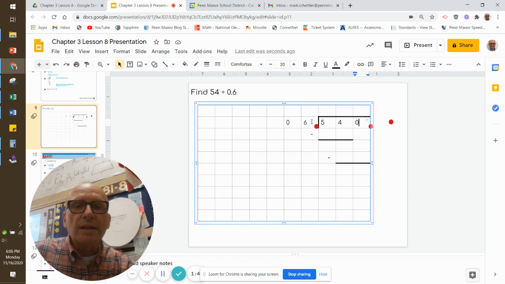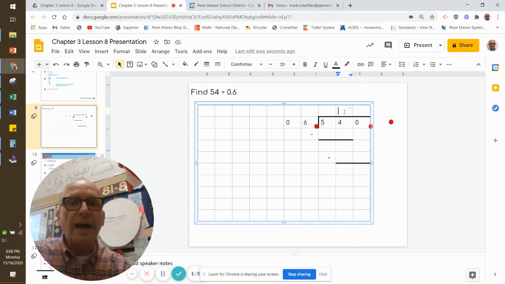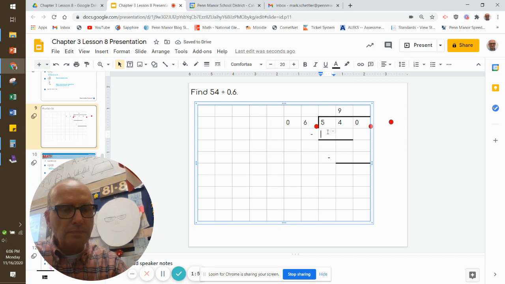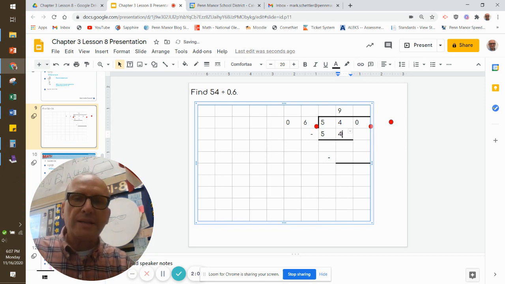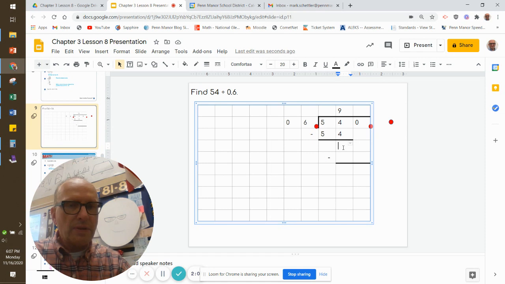Step 1, let's talk about, does 6 go into 5? 0 times, yeah. But does 6 go into 54? Yes, it does. It goes into that 9 times. So let's put our 9 up here. 6 times 9 is 54. Our next step is to subtract. And 54 minus 54 is 0.